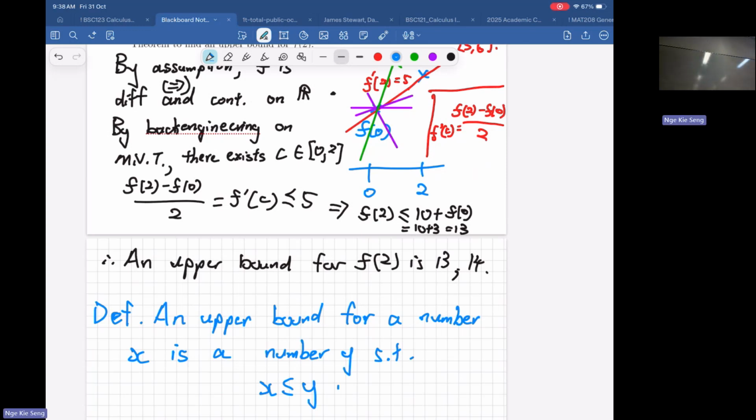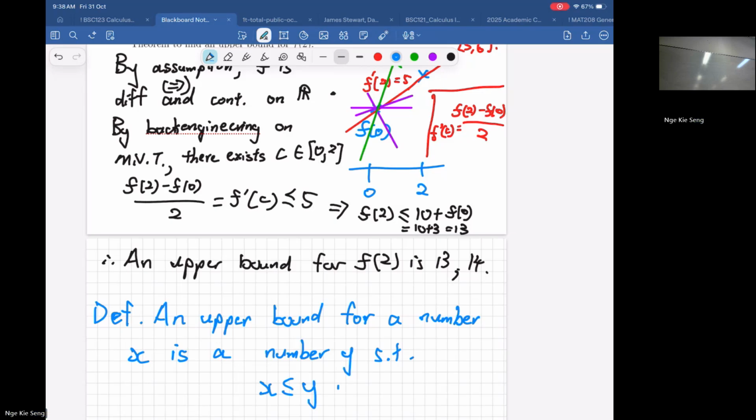Okay, as long as this number is greater or equal to x, that's fine. You already show that your number is less than or equal to 13. Obviously, 13 is less than or equal to 14. 14 is also less than or equal to 100. So 100 could be an upper bound as well.